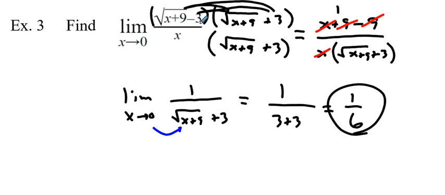So, just to review, this is a tough one. If we have that square root on top or on bottom and we need to simplify, we can rationalize, in this case, rationalize the numerator. The square root on top is going to go away. It's going to give us an expression that we can directly substitute into and come up with an answer.